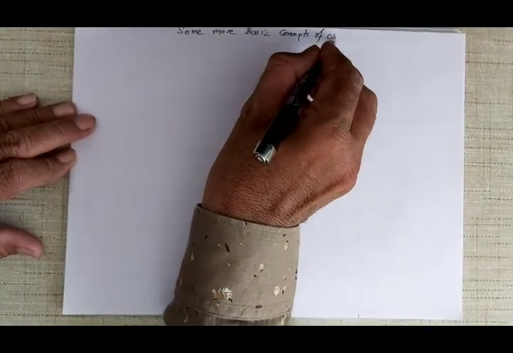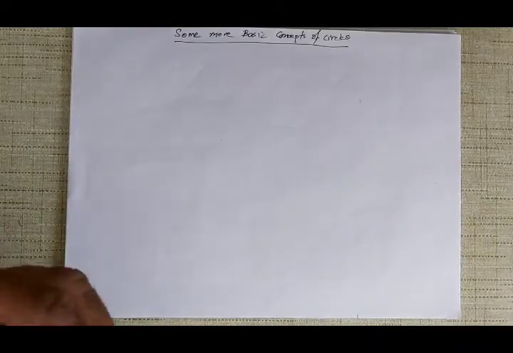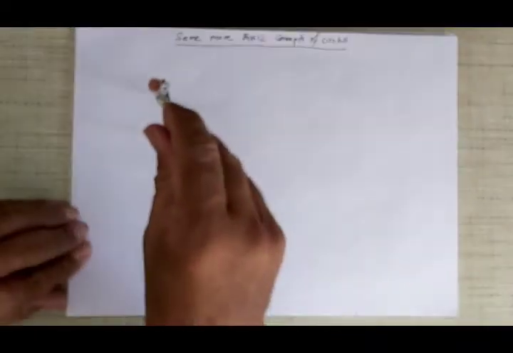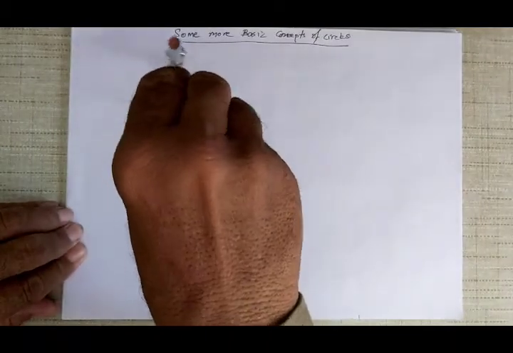Okay, so far what we have discussed is what a circle is, what is a radius, what is a diameter, what is a secant, what is a tangent. Now we will discuss a few more ideas about a circle. Let us understand what these basic concepts are.